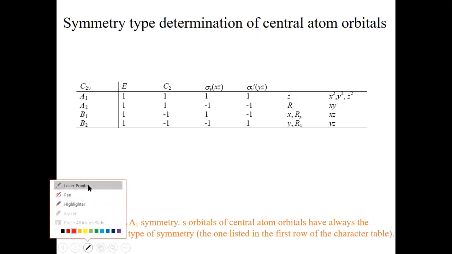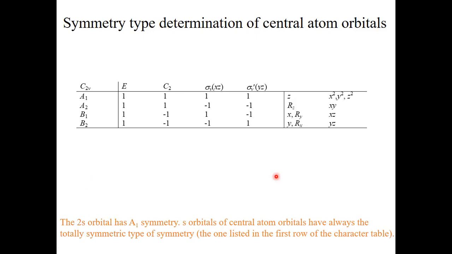First we need to be clear, though, which orbitals of the oxygen atom we want to use. We'll focus on the valence orbitals here. So the valence orbitals of the oxygen atom are the 2s as well as the 3 p orbitals. So now, what symmetry type would the 2s orbital have? An s orbital always has the totally symmetric irreducible representation. That's always the one in which all characters are +1. Therefore, the 2s orbital has A1 symmetry, because the A1 symmetry type is associated with characters that are only +1.